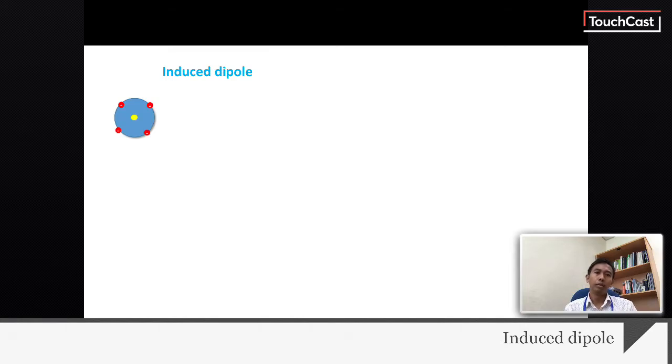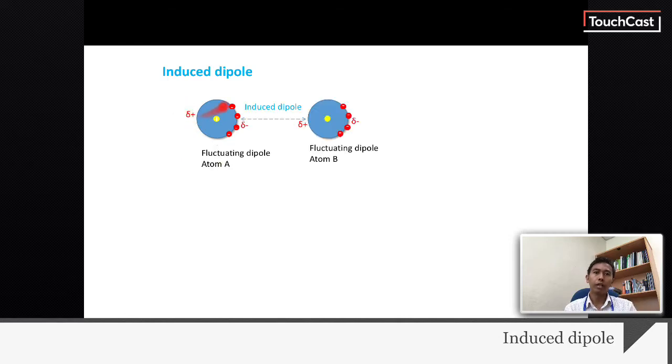Induced dipole. This type of interaction is formed by random fluctuations in the electron distribution in an atom. A random fluctuation results in a partial positive and negative region on an atom. The charges that are randomly created on this atom can attract or repel electrons on a nearby atom, resulting in weak attraction between the atoms. Induced dipole interactions are also called van der Waals bonds.